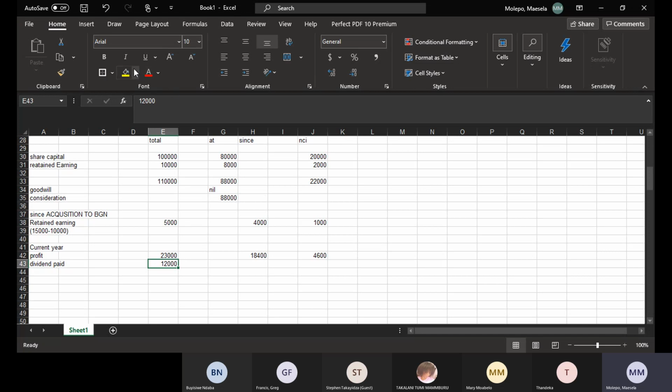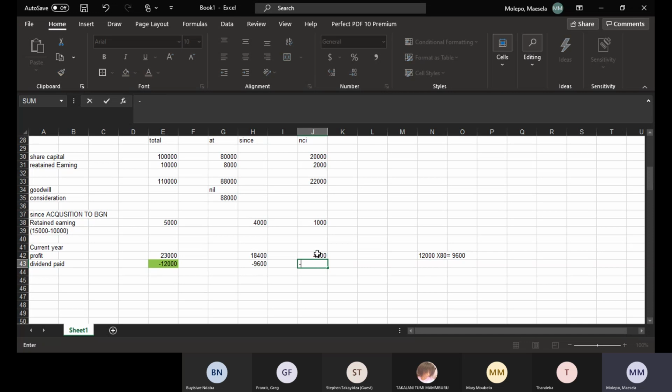So out of this 12,000, we know that our parent will own the 80%, which will be represented by an amount of 9,600. So it will be the 12,000 multiplied by the 80%, which is the amount owned by the parent, because the parent invested in the subsidiary and acquired 80% of the interest. So the amount will be represented by the 9,600. So this 9.6 will come here as the dividend paid, and it will be in the minus, in the brackets, because the subsidiary paid the dividends. And then the one which will be represented by the non-controlling will be the minus 2,400.